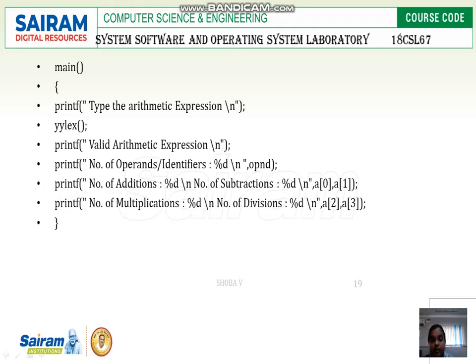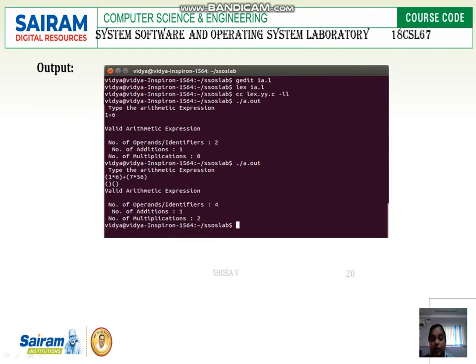In this main section the execution starts, and the LEX analysis is done by calling the function yylex. In this printf, we ask the user to type the arithmetic expression, and we then see whether it is a valid arithmetic expression, along with the number of operands, the number of additions, and the number of multiplications. So we use gedit filename.l, then lex filename.l, then the cc compiler: cc lex.yy.c -ll, and to run the program, ./a.out. So we'll see valid arithmetic expressions and invalid arithmetic expressions.